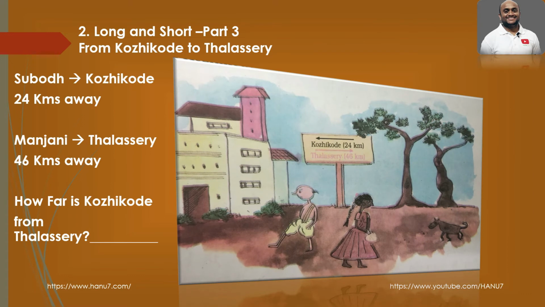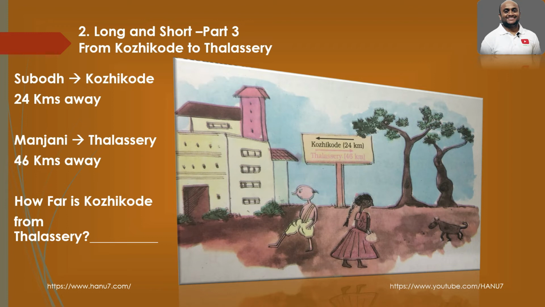Now there is one more slide here. You can see in this there are two people, one is Subodh and the other one is Manjani. Subodh is traveling towards Kozhikode, which is 24 kilometers away, and Manjani is traveling to Thalassery, which is 46 kilometers away, but in the opposite direction.